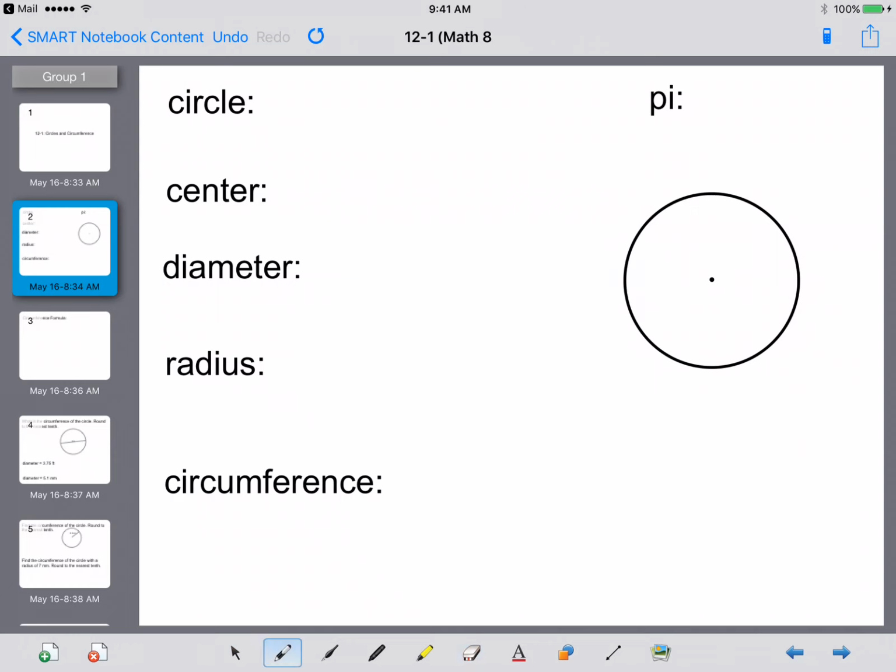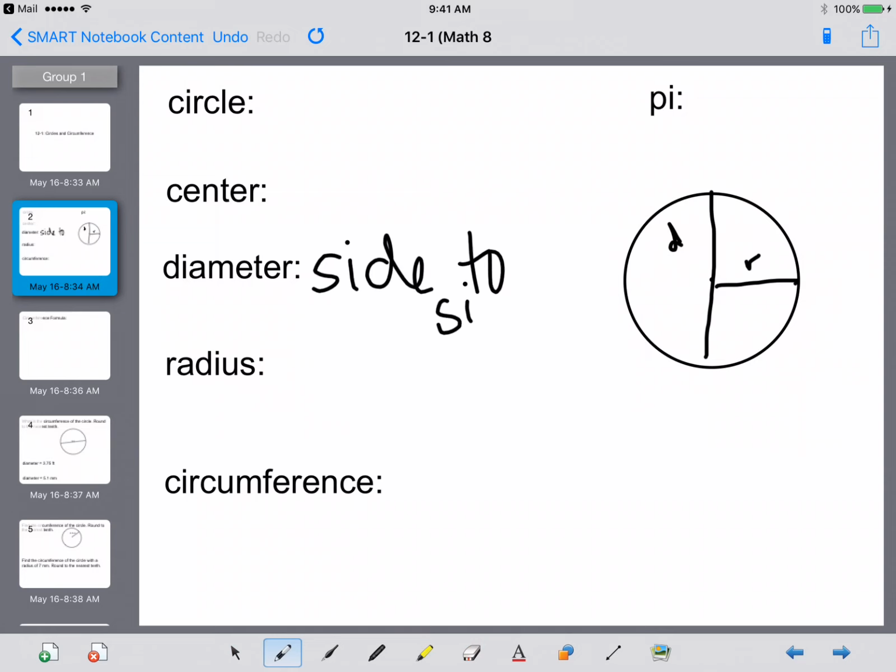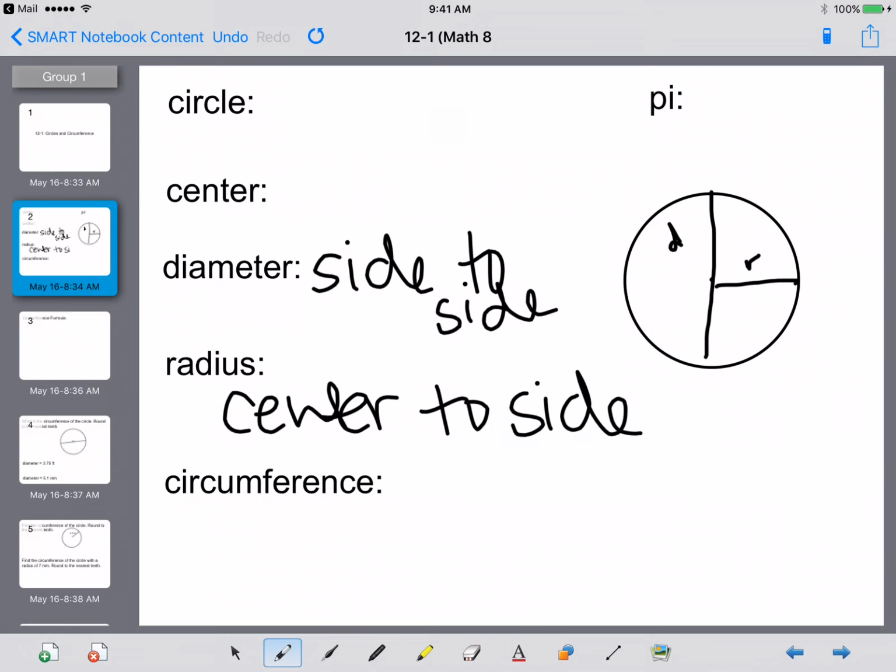The diameter is all the way across the circle, and the radius is from the center to one edge. The diameter must cross through the center. So side to side. The radius is the center to the side. When I think about it, the letters D and R, D is taller right here than R is, so D goes all the way across.